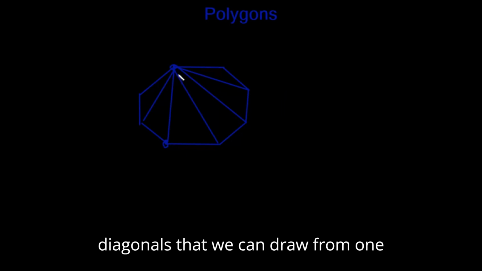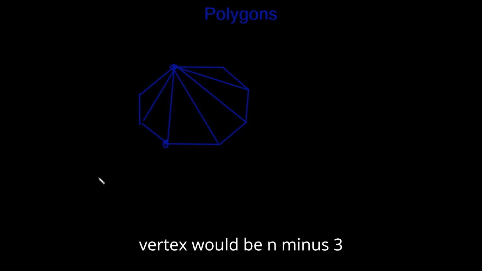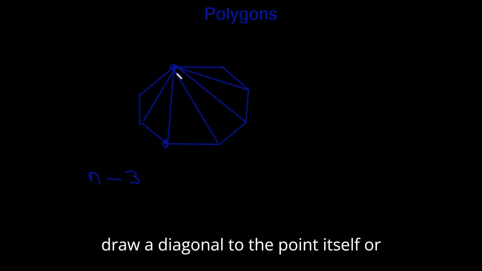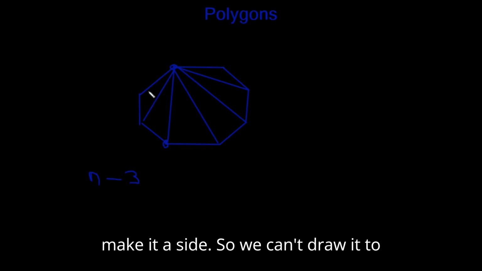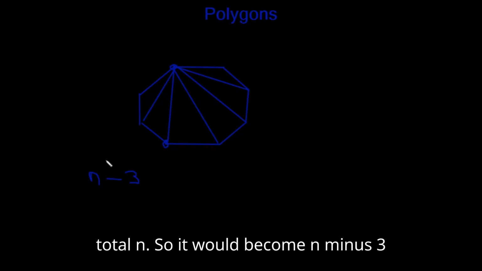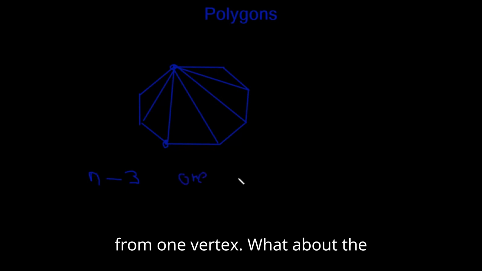The number of diagonals that we can draw from one vertex would be n minus 3 because there are a total of 8 vertices, or n, and we can't draw a diagonal to the point itself or the adjacent points, because that would make it a side. So we can't draw it to 3 vertices in particular out of the total n. So it would become n minus 3 from one vertex.